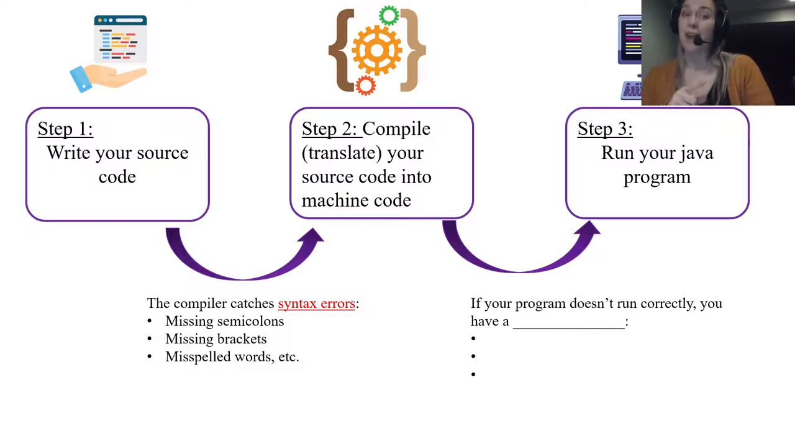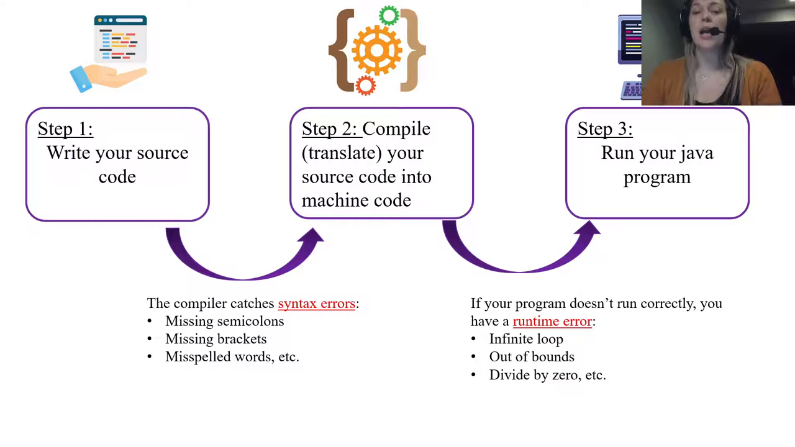There's another type of error that can happen in your program. Your program might compile fine. All of the syntax might be great. When you run your program, though, you might still have an error. If your program compiles fine, but it doesn't run correctly, you have what's called a runtime error. And here's a couple of examples of a runtime error.